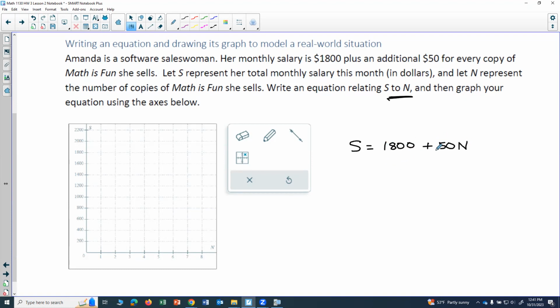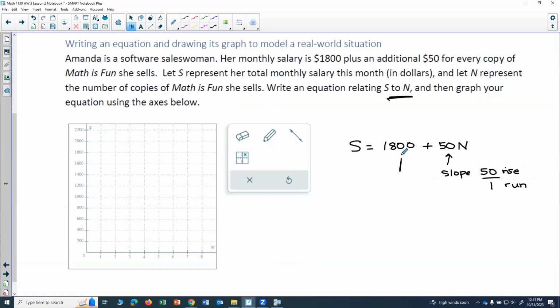So then from this, I know that the number attached to the variable is the slope. So that tells me that my slope is 50. And I always want to think of a slope as a rise over a run. So that's going to be a rise of 50, and then think of it as over 1. And so that would give me a run of 1.